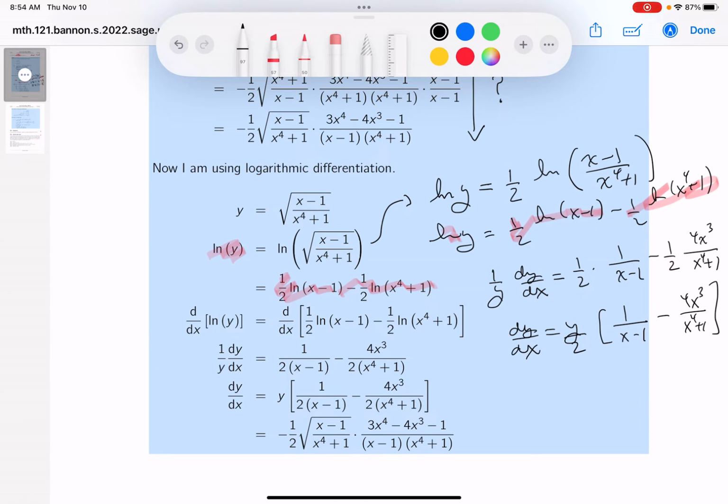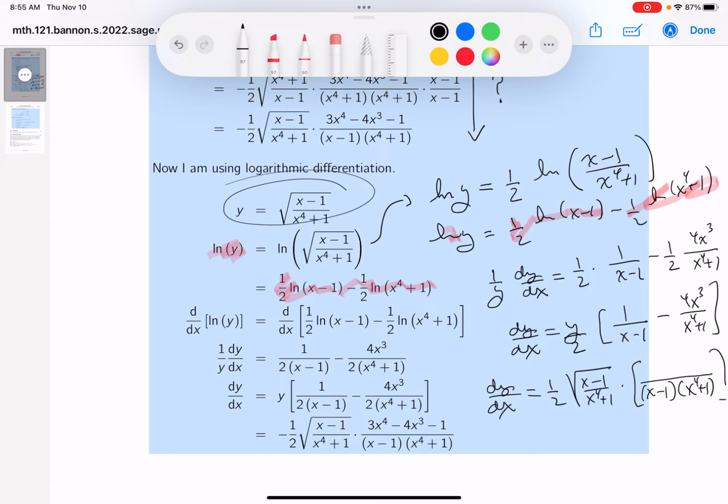Now, again, a lot of teachers would just stop there. They'd say, this is a good answer. I want to write down what the y is now. So dy dx, well, the y is this thing over here, so I can write this down. It's 1/2 times the root of x minus 1 over x to the fourth plus 1, and then I want to do what's on the inside, which is 1 over x minus 1 minus 4x cubed over x to the fourth plus 1. Let's see if I can do that inside now. Well, that's x to the fourth plus 1 minus 4x to the fourth plus 4x cubed.